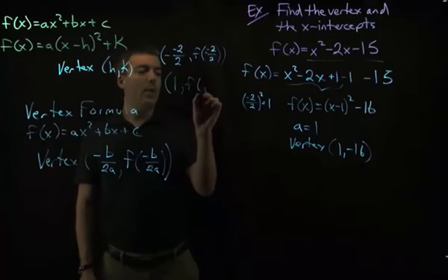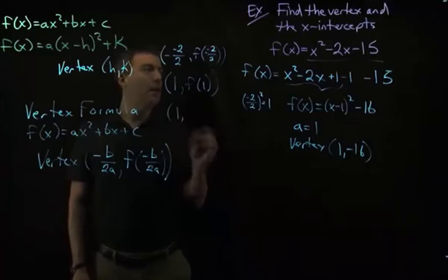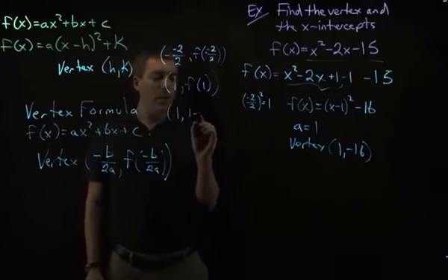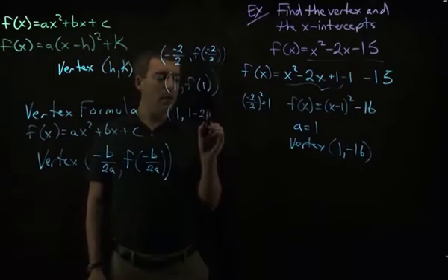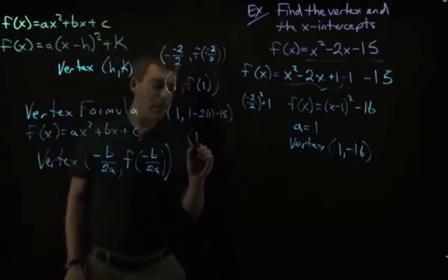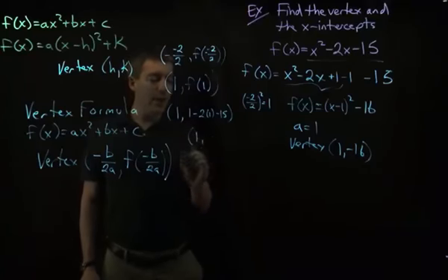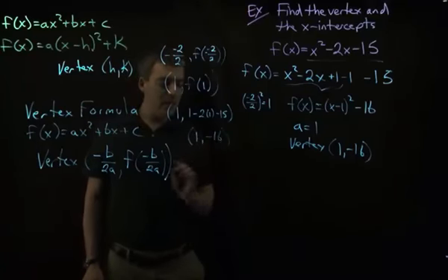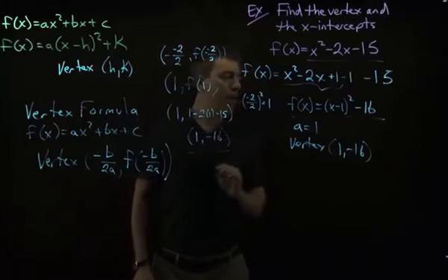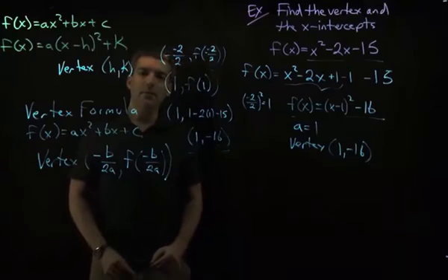And then we want f of 1. And what is f of 1? F of 1 is going to be 1 squared minus 2 times 1 minus 15. So we have 1 minus 2, which is negative 1, minus 15 is minus 16. And that's what we got over here from the vertex form of the quadratic.